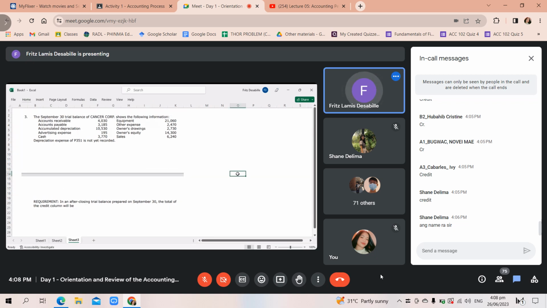Okay, so last problem, and then we'll go over the theory questions. The September 30 trial balance of Cancer Corporation shows the following information. The requirement is, in an after-closing trial balance prepared on September 30, the total of the credit column will be... Okay. I'll give you 5 minutes to answer it yourself, and we'll discuss.